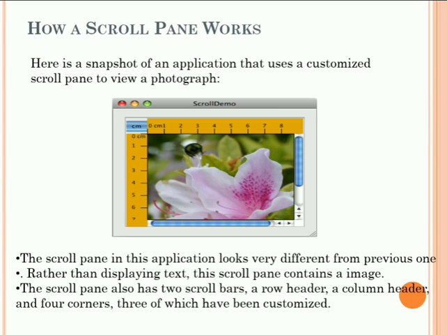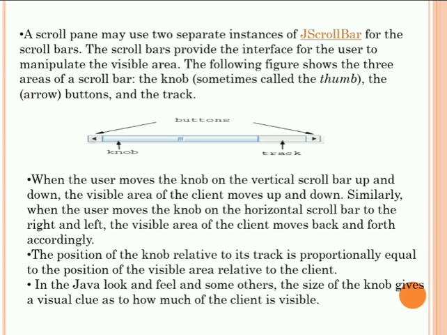Okay, getting the concept of scroll panes, meaning how a scroll pane works and how the process is done, that we are seeing here. Now let us see how a scroll pane works, given here in detail. A scroll pane may use two separate instances of JScrollBar for the scroll bars. The scroll bars provide the interface for the user to manipulate the visible area. The following figure shows the three areas of a scroll bar. One is the knob. You can see it in the figure, and their nomenclature is given. You can see it by those names.